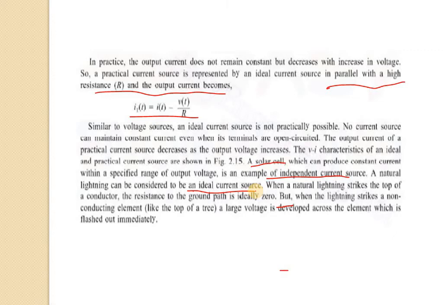But when the lightning strikes a non-conducting element like the top of a tree, a large voltage is developed across the element, because it will create a potential difference, so a huge amount of voltage is generated, and due to that the element is flushed out immediately because of that high voltage.